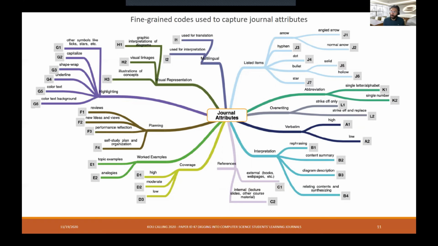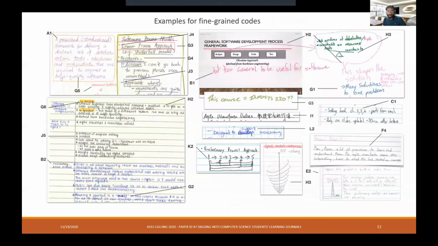Time doesn't allow me to go through all these categories, but all these were drawn out while carefully looking at the notes during data extraction. Okay, so these are some of the examples that show screenshots of the student notes. These also show various subcategories, instances, or impressions of subcategories of the attributes that we picked.